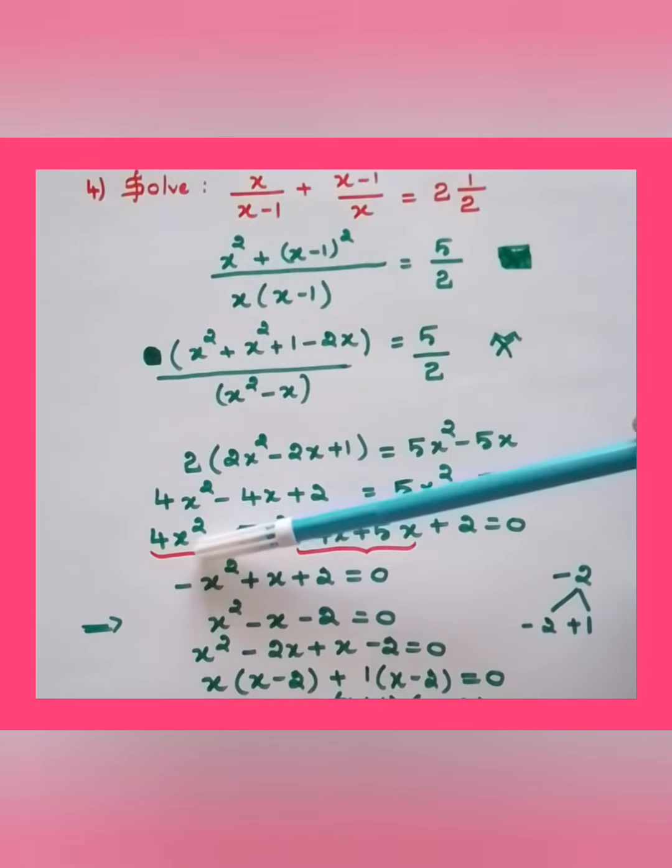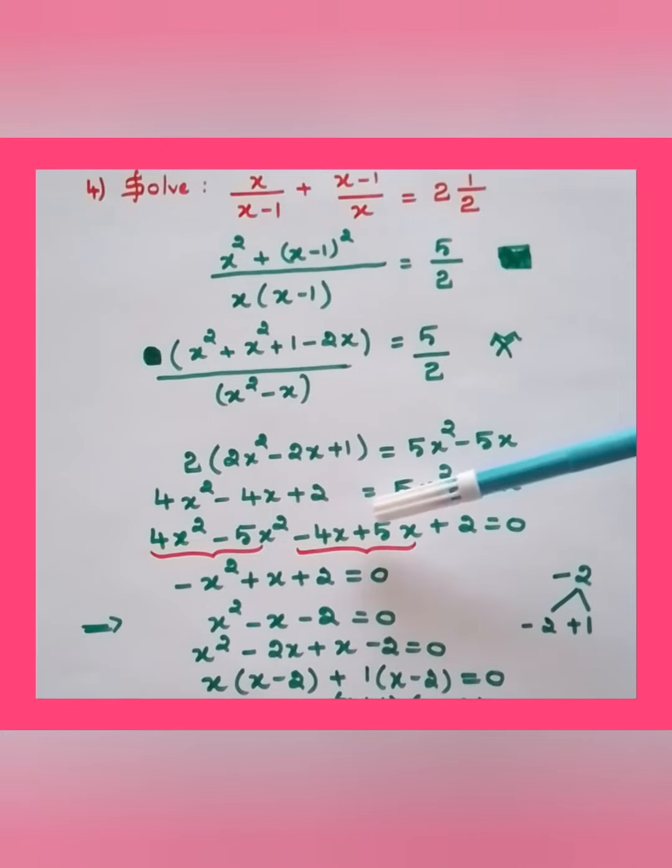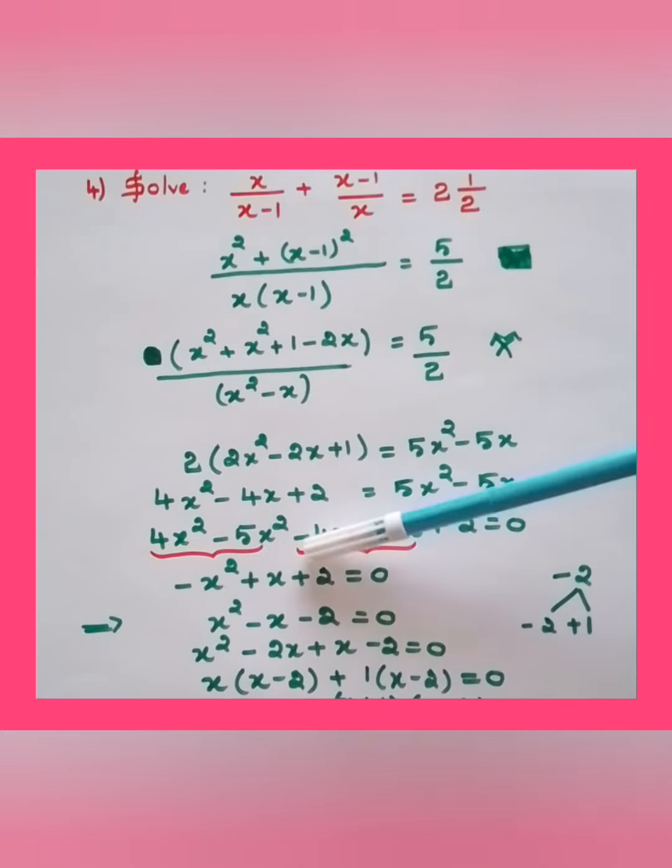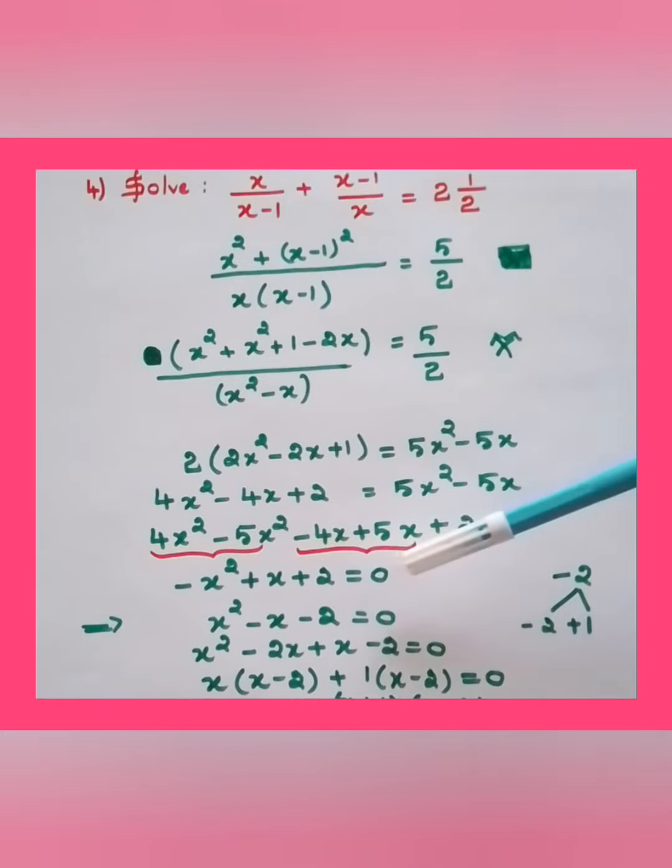Again on solving this, 4x square minus 5x square is minus x square, plus minus 4x plus 5x. So 5 minus 4 is 1, but the greater number's sign is plus, so we can write plus x. Plus 2 is equal to 0. Then we got an equation of this form.